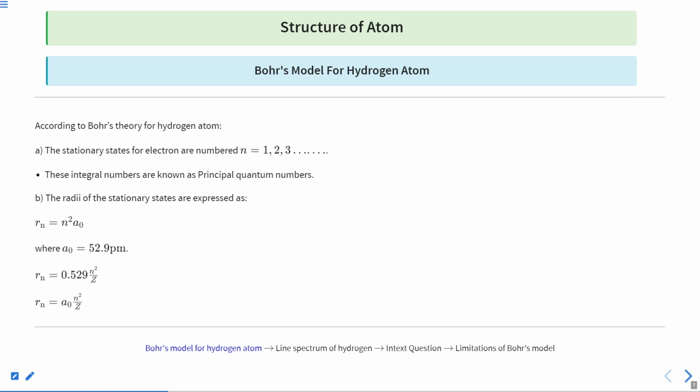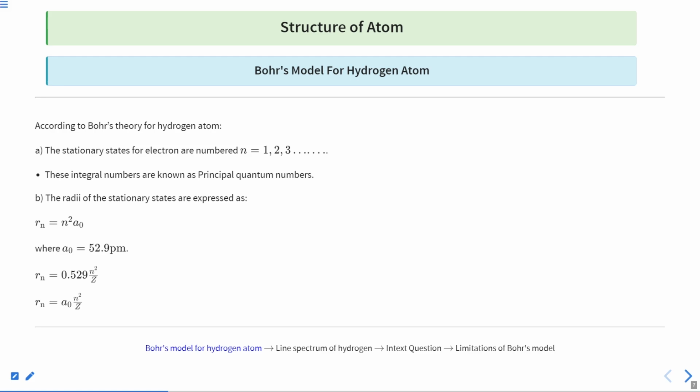The first formula is that the radii of stationary states are expressed as r is equal to n square by a naught. This formula is specifically for hydrogen only, but the more general formula is r naught is equal to a naught n square by z. This a naught value is fixed and is called Bohr's radius. It is basically for the first shell, 0.529, and on this basis we calculate the radii of any other orbit.